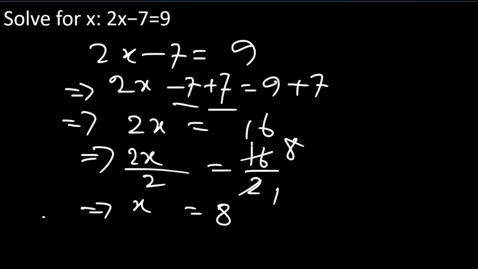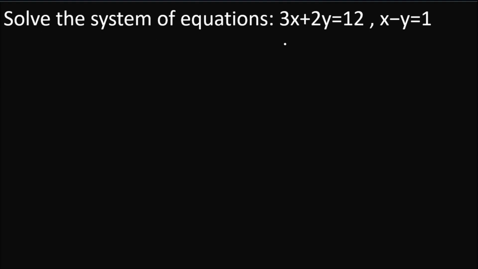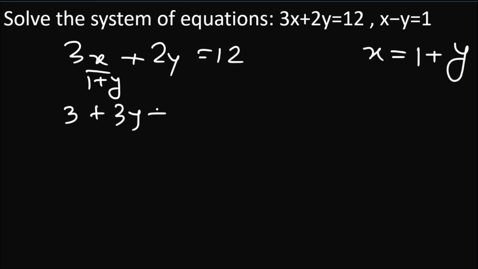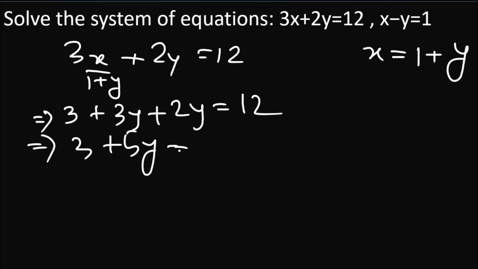So now let's go to another problem. Solve the system of equations. So here 3x plus 2y equals 12. From the next equation, we will get x equals 1 plus y. So now we can put the value of x equals 1 plus y. So here 3 times 1 equals 3, plus 3 times y equals 3y, plus 2y equals 12. So here 3y plus 2y equals 5y equals 12.